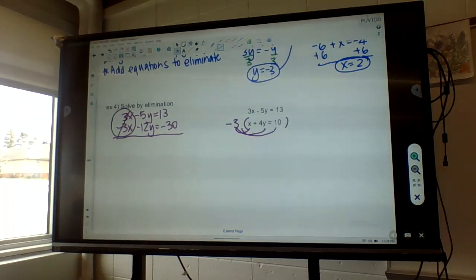Negative 5 and negative 12 is a negative 17. But then this is also negative 17. So we go to divide. And so we find out y is 1.